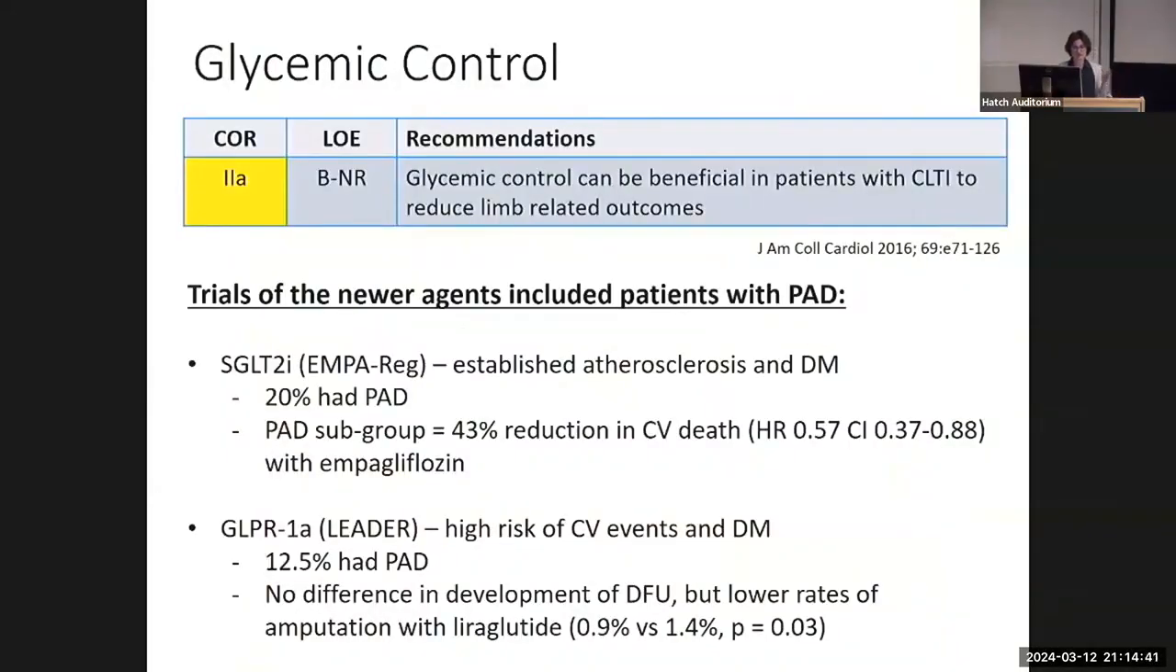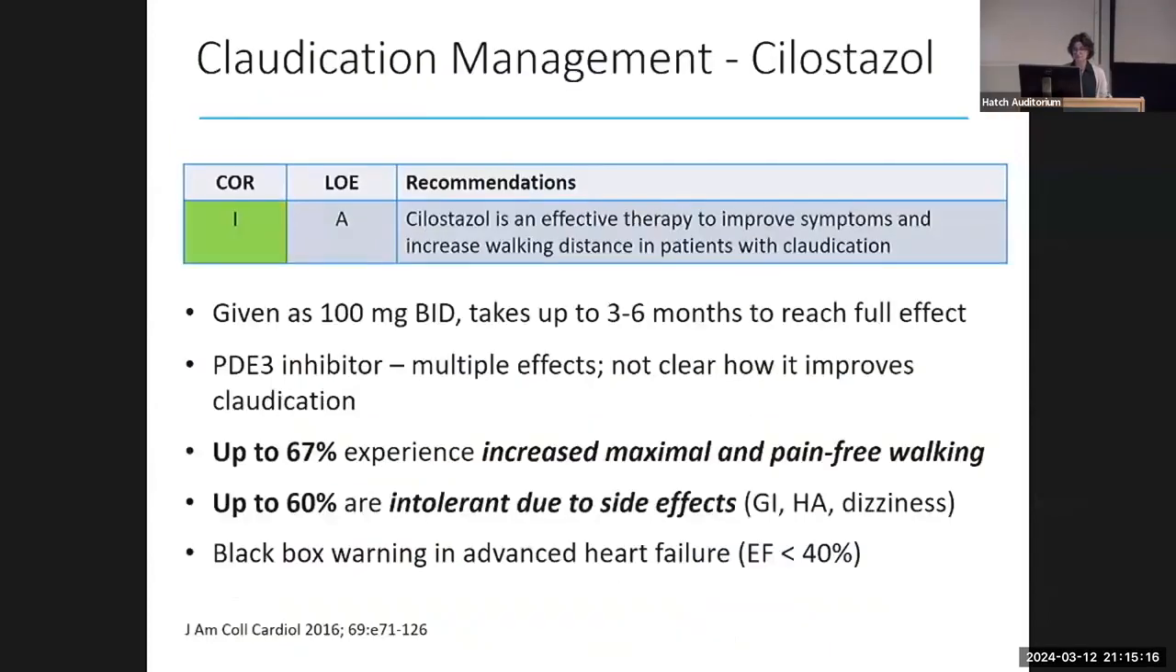So moving on to some other therapies very briefly, I just want to call out that glycemic control can be beneficial in our patients with CLTI to reduce limb events. Again, there's some subgroup analyses from these trials with newer agents, including the SGLT2 inhibitors and the GLP-1 agonists as well. With SGLT2 inhibitors, there's a reduction in cardiovascular death in the PAD subgroup. With the GLP-1 receptor agonists, there was a lower rate of amputation. So we can absolutely apply these to our patients with PAD.